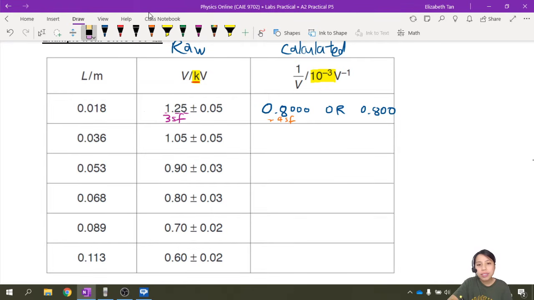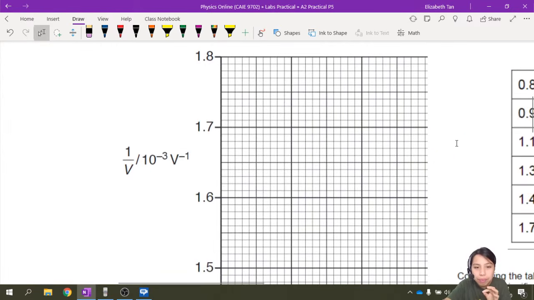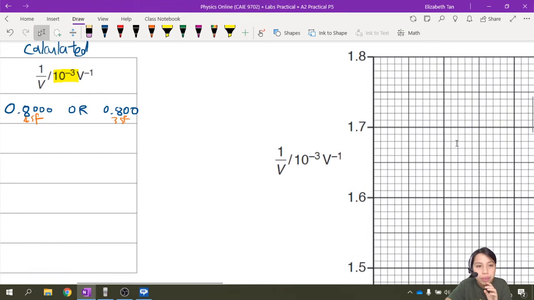Okay, so let's write this. Let me write it out down here. So you can do 3 SF or 4 SF. It's really up to you, but what I usually do, here's a tip. You're going to eventually plot this value, right? So if you go to the graph, this is what 1 over V.